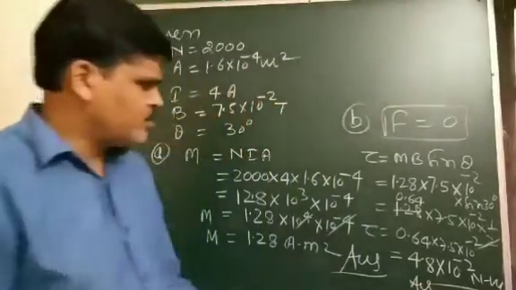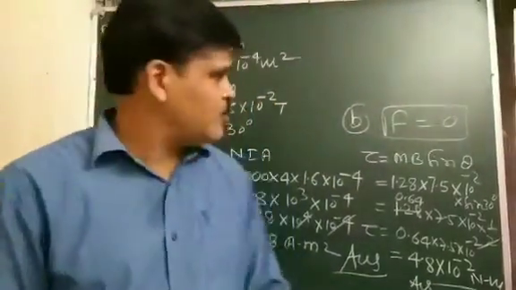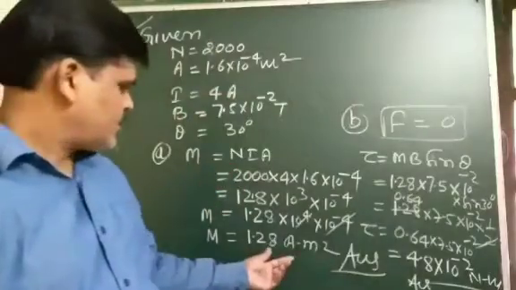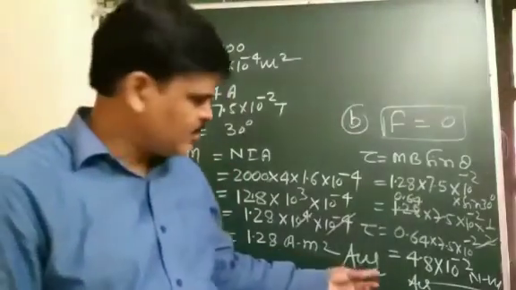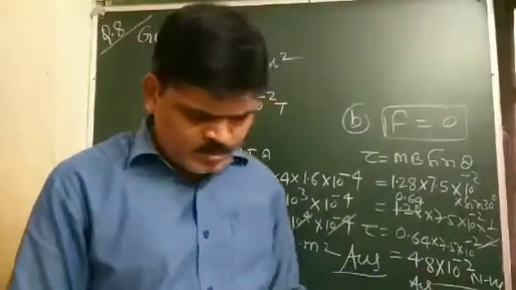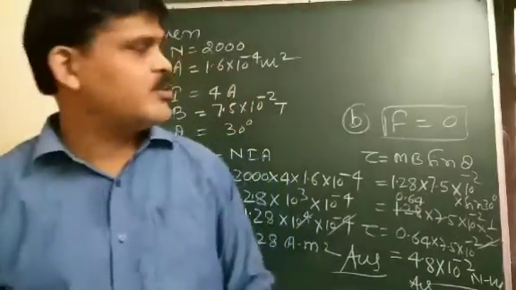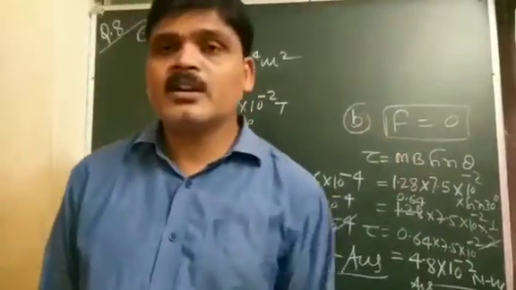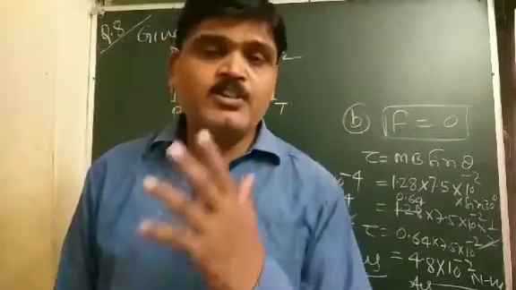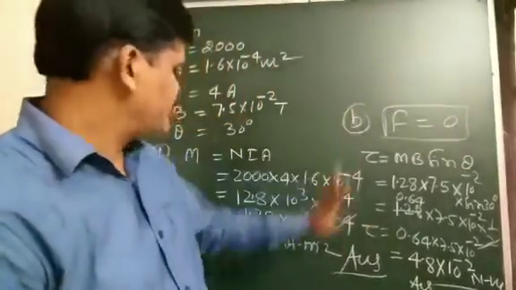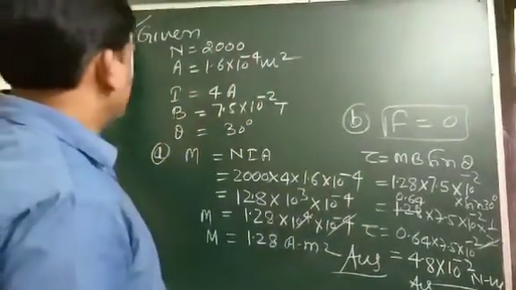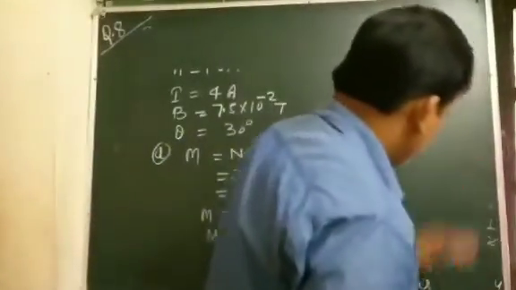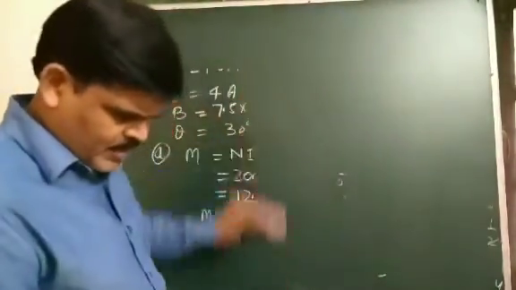So the first answer is 1.28 ampere meter square, and second is 4.8 × 10^-2 Newton meter, and the force on the current loop, that is the solenoid in a uniform magnetic field, is 0. Next question, student, question number 10.